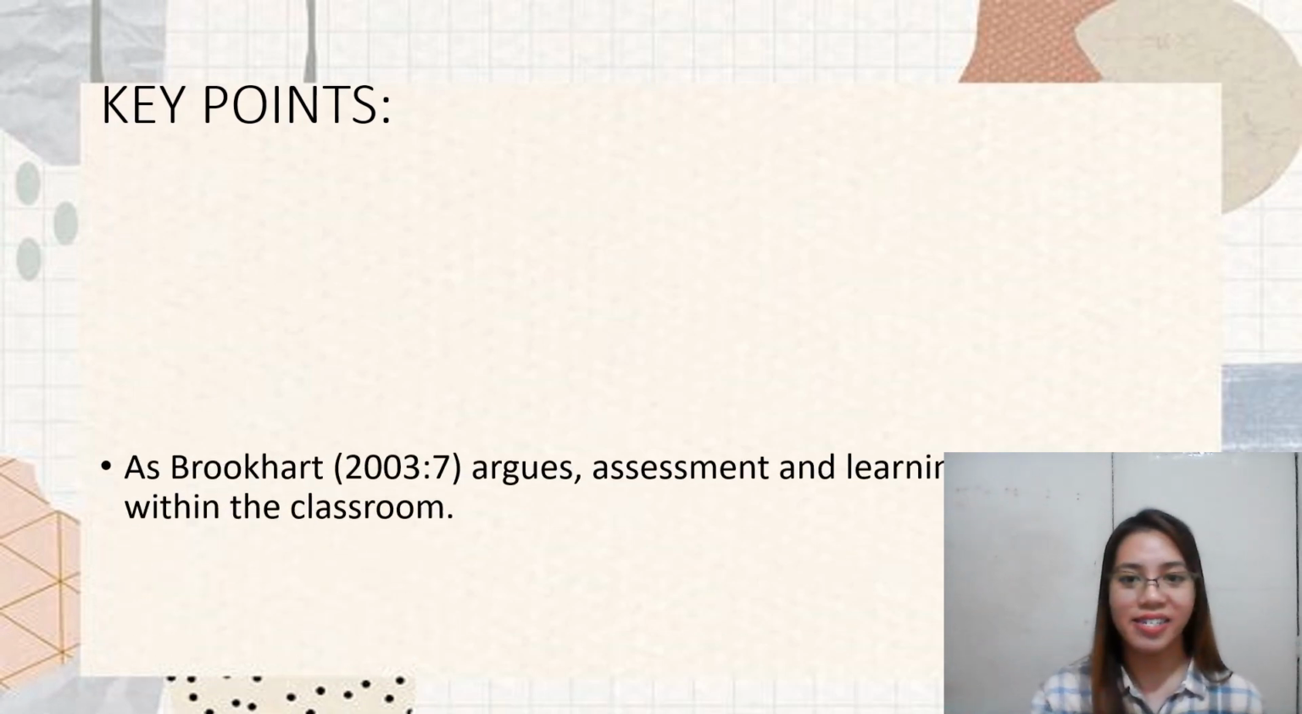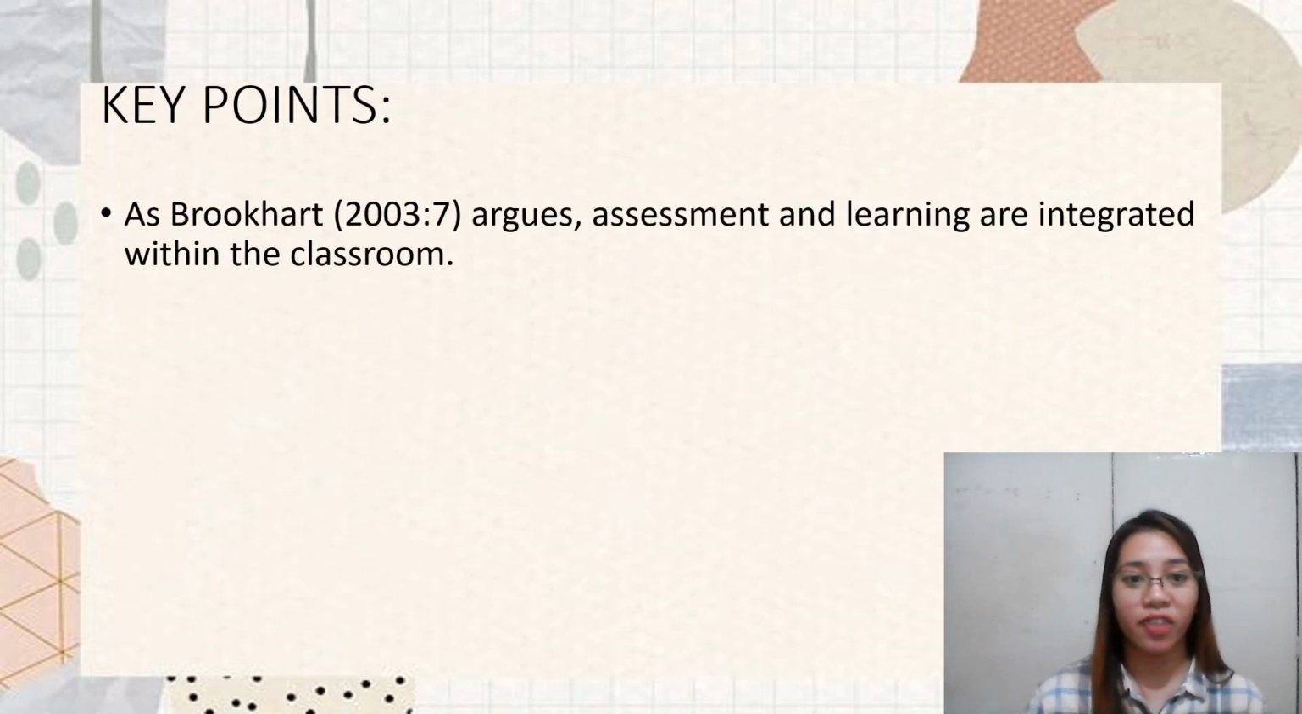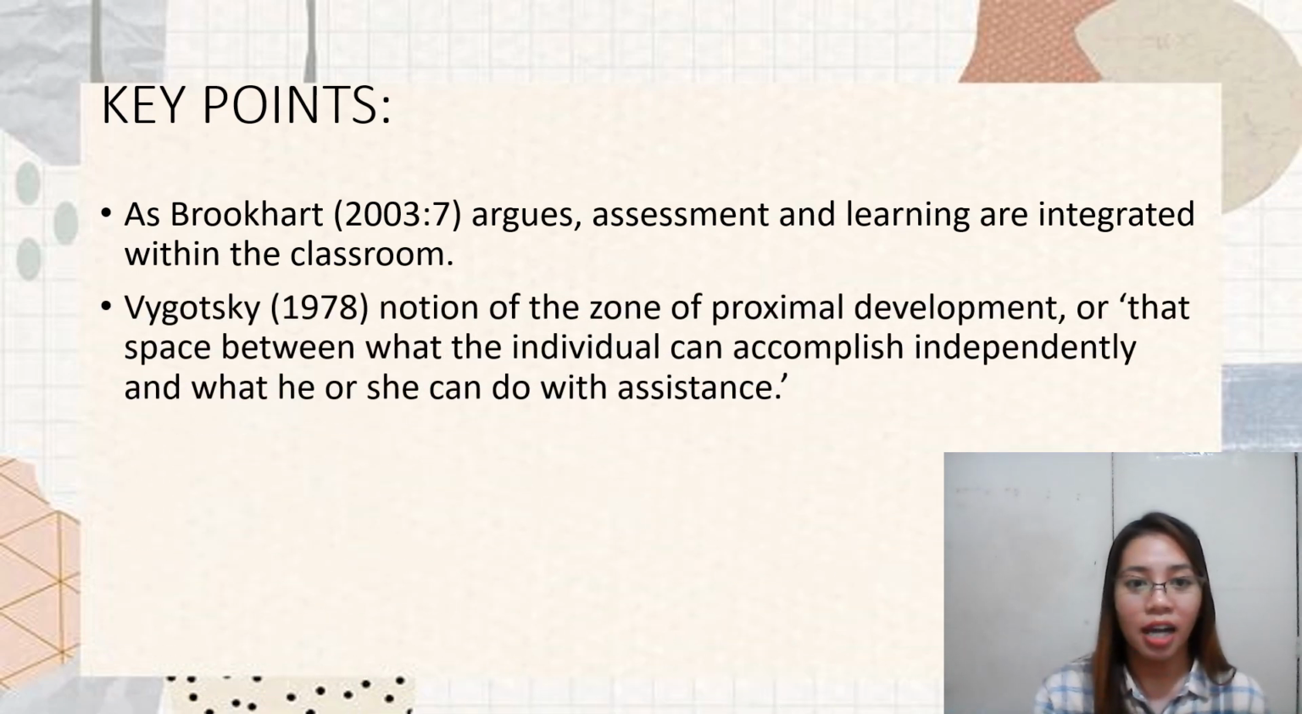Another thing is that assessment and learning are integrated within the classroom. So through the use of student evaluation, the teachers can assess how well they are teaching by connecting student performance to predetermined learning goals. And also, according to Vygotsky, the notion of the zone of proximal development is that space between what the individual can accomplish independently and what he or she can do with assistance.